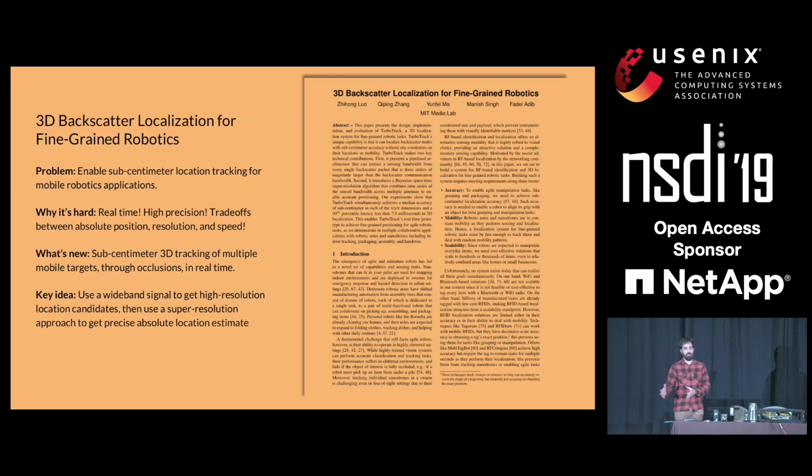Looking at another example, what if we want to use RF localization for robotics applications? Here we need extremely precise measurement of the location of objects. In the paper 3D Backscatter Localization for Fine-Grained Robotics, they demonstrate a system that uses RFID tags to track multiple objects in real time with sub-centimeter resolution. They can put RFID tags on, for example, two micro UAVs flying around and precisely track their locations.